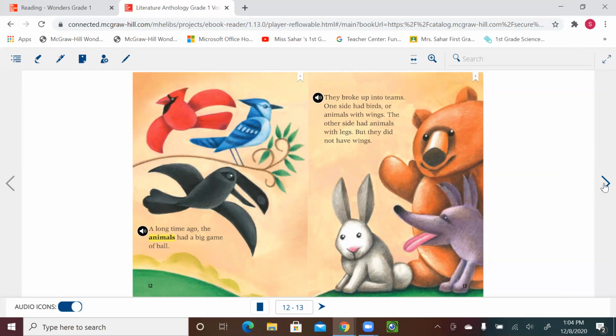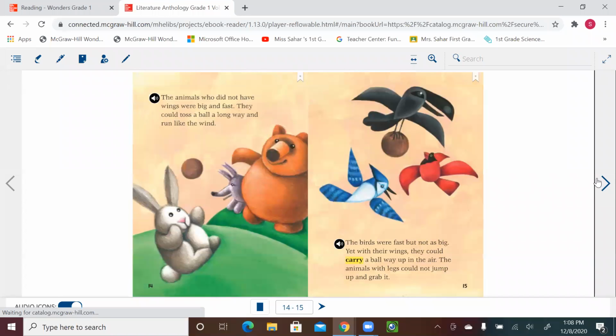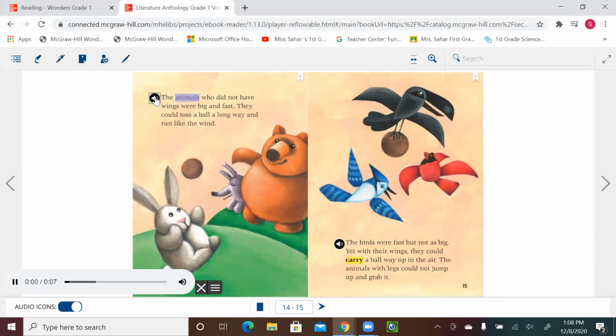Remember, for the comprehension this week, we're talking about sequence. So how you start your story, what happened first, next, adding more details, and then after that, last, the conclusion, or what you understood. All right. The animals who did not have wings were big and fast. They could toss a ball a long way and run like the wind.